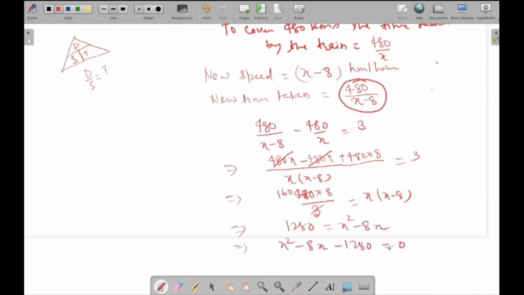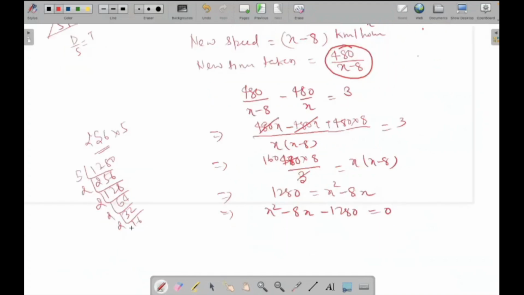Now you factorize and tell me. So what are you doing here? You got 1280. Then you started with 5, it seems. You got 256, then 128. Then you did 2 again, you got 64. Then you did 2 again, you got 32, and so on. So 2, 16, 2 again, 8, 2, 4, 2, 2.